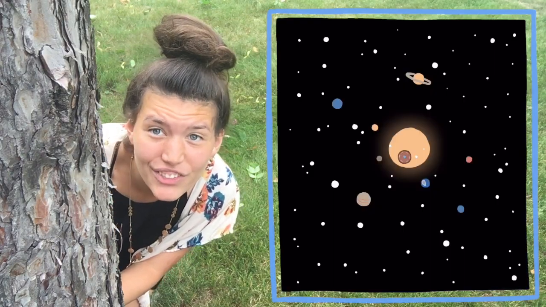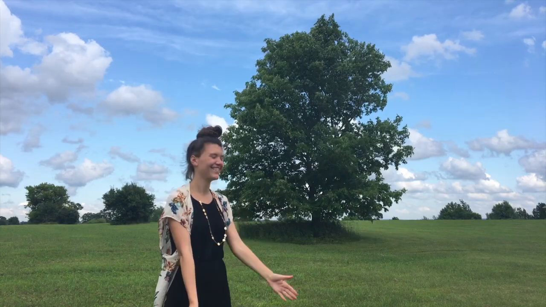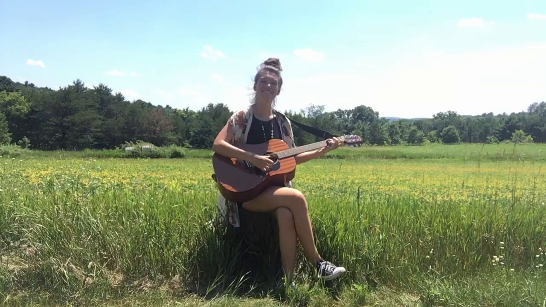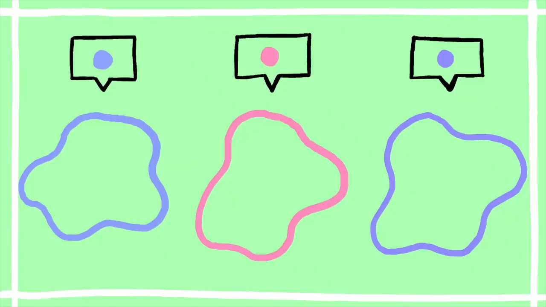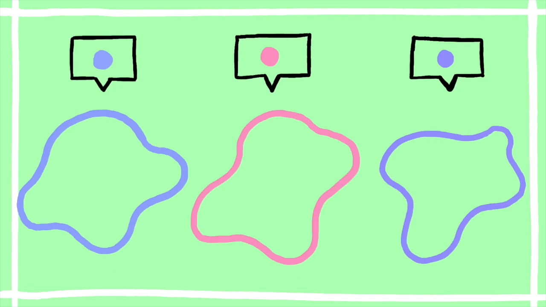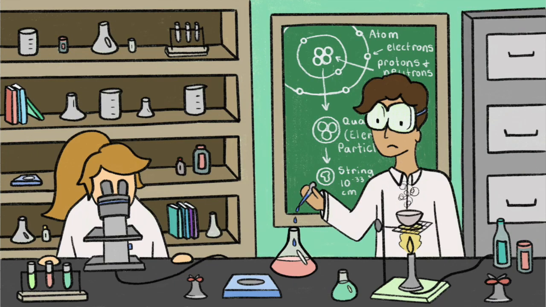If an atom were enlarged to the size of the solar system, a string would only be the size of one tree. Like the strings of a guitar vibrate differently to create different notes, the strings vibrate differently to create different particles. String theory, however, isn't completely straightforward. For starters, no experiment has proven the string's existence.